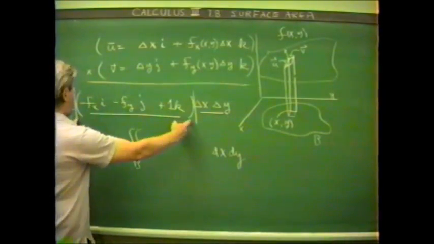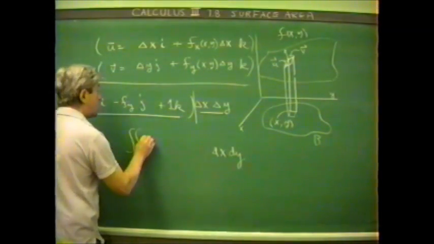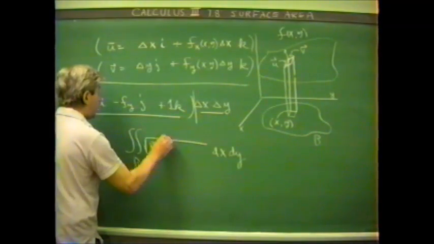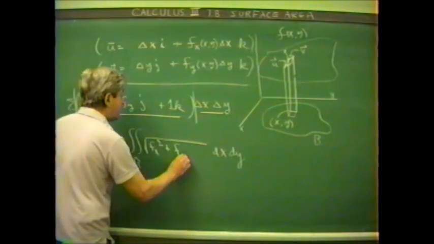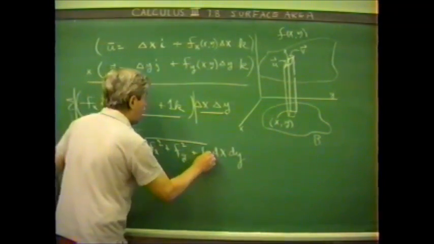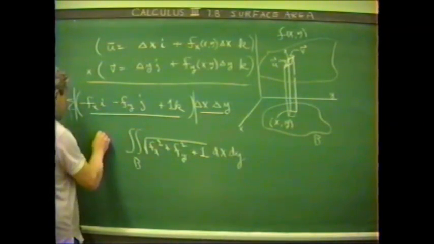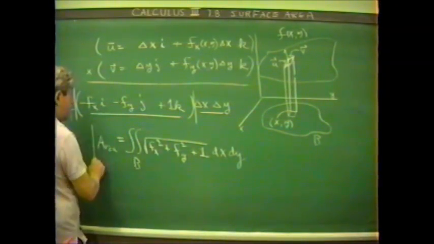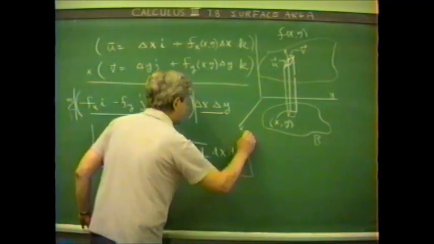And now we want the magnitude of this vector, that's to say the square root of the partial of f with respect to x squared plus the partial of f with respect to y squared plus 1. So the surface area is given by this formula here.